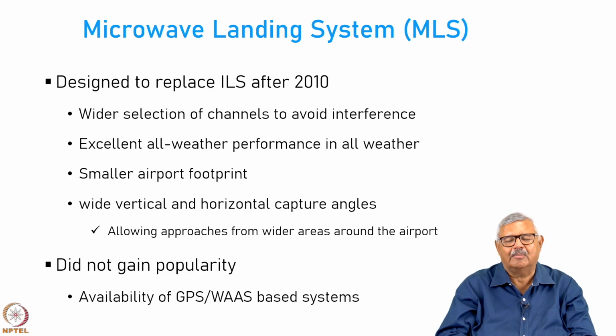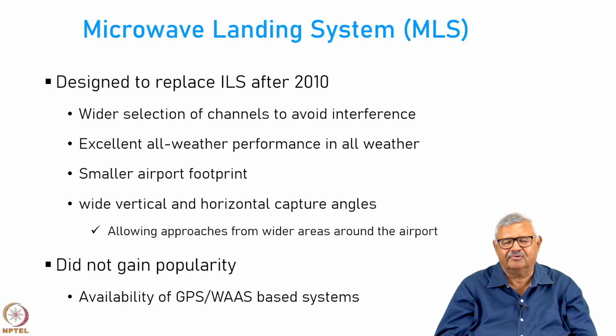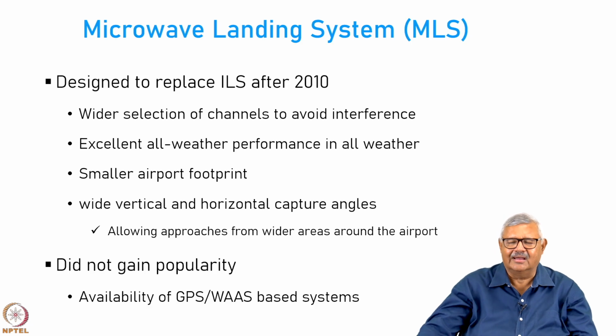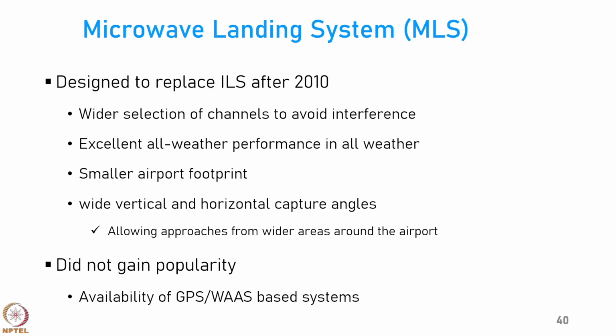But it did not gain popularity for two reasons. One reason is that the ILS system was already in place and all the airports had already invested large amounts of money in setting up and maintaining the ILS system. Putting in a new system would mean repeating those expenditures, and by the time the MLS system was proven, GPS and wide area augmentation systems based on GPS and satellites were made available. So, it did not gain popularity. This is one example of a system which was technically much better than ILS, but it could not be implemented because of commercial considerations and because of the availability of a much better system.